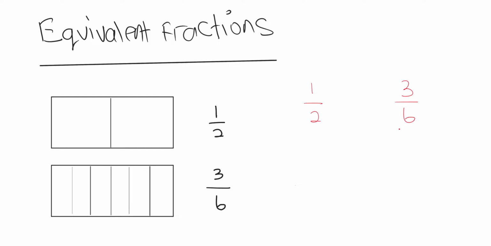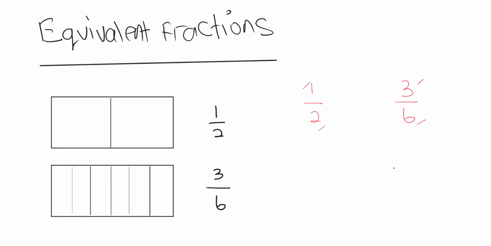Now, on the surface, they are not equal because the integers used to represent the numerators are not the same, and the integers used to represent the denominators are also not the same. So, how could I say that 1 over 2 is equivalent to 3 over 6? What I'm looking for is the value that these fractions represent.